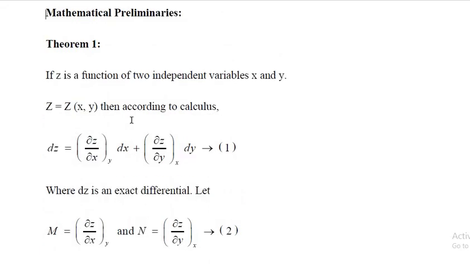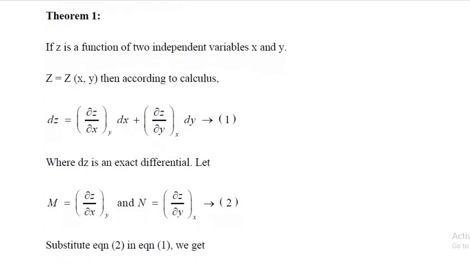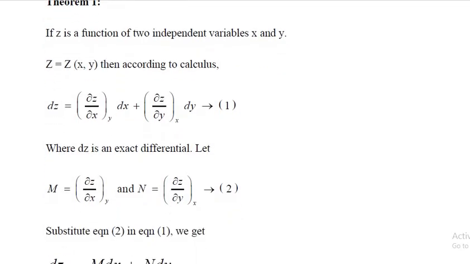Theorem 1. If z is a function of two independent variables x and y, so z can be expressed as z is equal to z of x comma y, then according to calculus, dz is equal to dou z by dou x at y into dx plus dou z by dou y at x into dy, where dz is an exact differential. Only if it is an exact differential, according to calculus, can we write this equation. This also I have explained in the previous video.